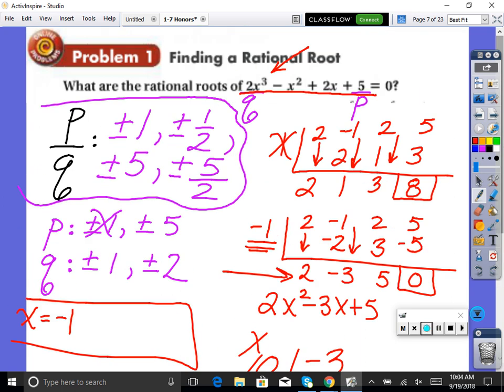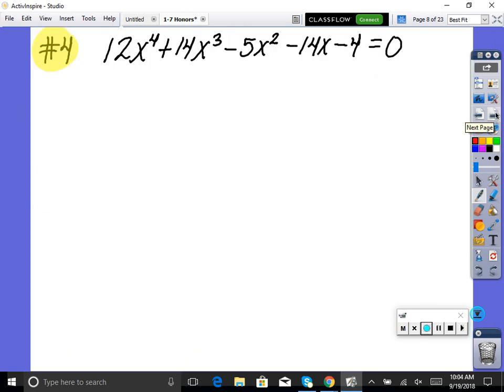Okay, let's go on to another one. This is number 4 off the homework. So you're getting 1 off the homework done. Here we go. If I said find all the rational roots, we'd first list out possible rational roots.